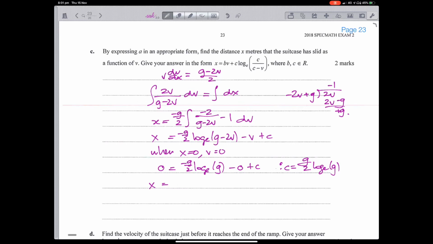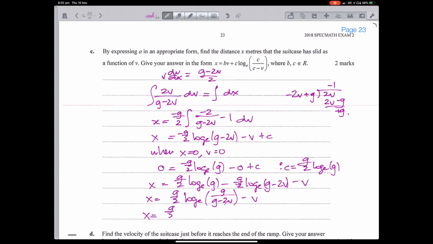So x is equal to g on 2 log e of g minus g on 2 log e of g minus 2v, and then minus v. Okay, so I've got to bring them together. x is equal to some constant. So x is equal to g on 2 log e of g on g minus 2v minus v. But we need that v to be just a v, so divide everything by 2.